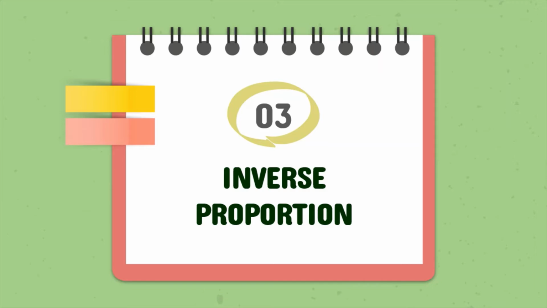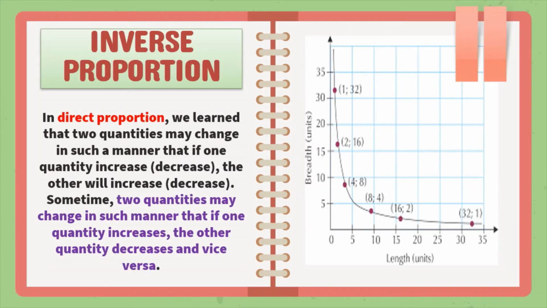How about inverse proportion? In direct proportion, we learn that two quantities may change in such a manner that if one quantity increases, the other will increase. If one quantity decreases, the other will decrease. Sometimes, two quantities may change in such manner that if one quantity increases, the other quantity decreases or vice versa. So, kabaligtaran naman siya. If ever na ang isa ay umangat, bababa naman yung isa. So, that is inverse. Unlike sa direct proportion, sabay silang umaangat, sabay silang bumababa.